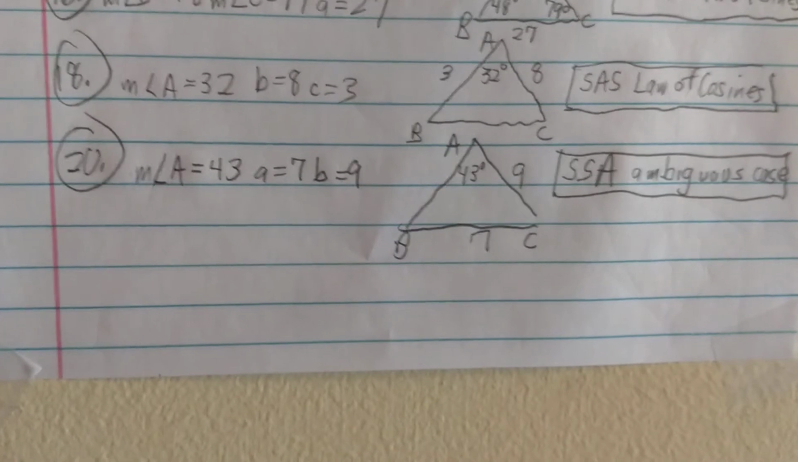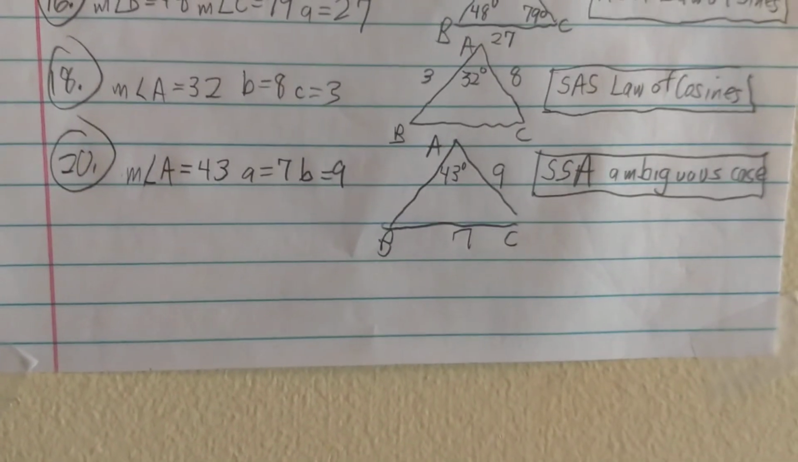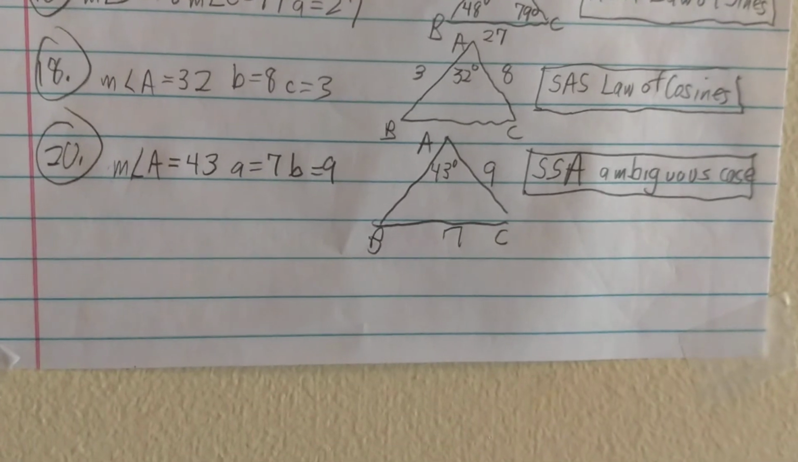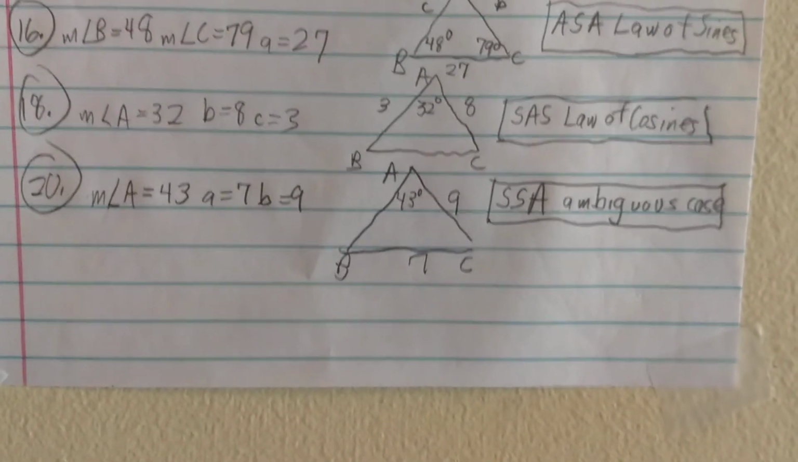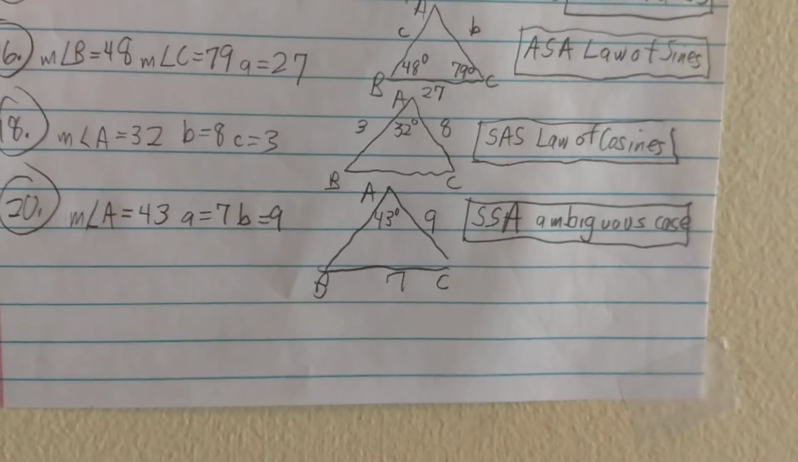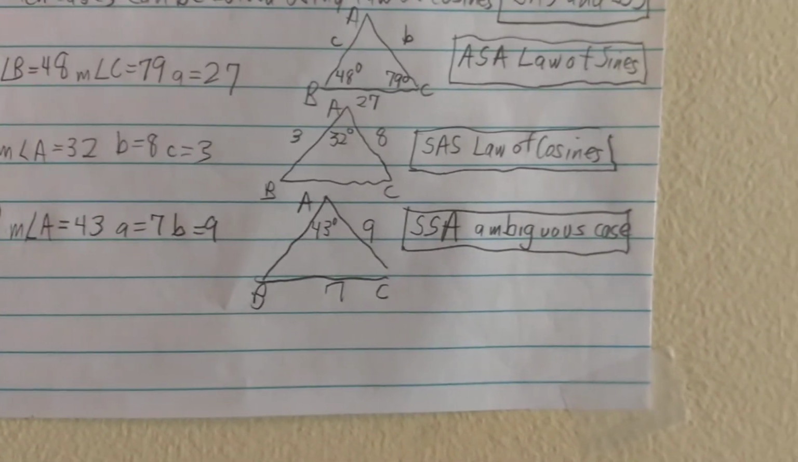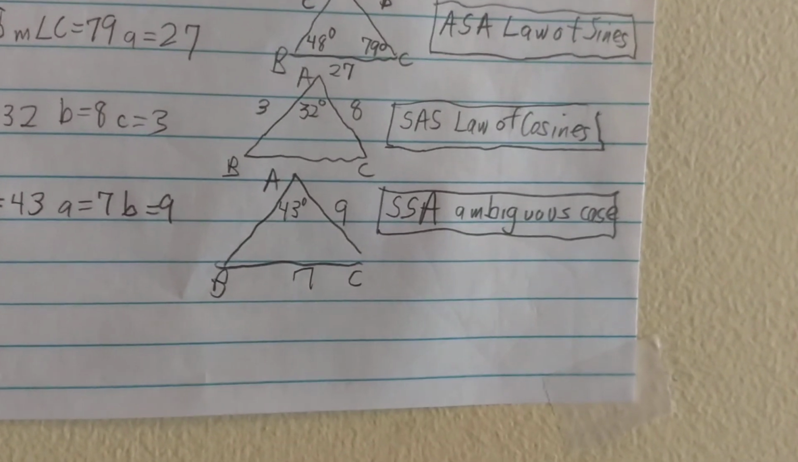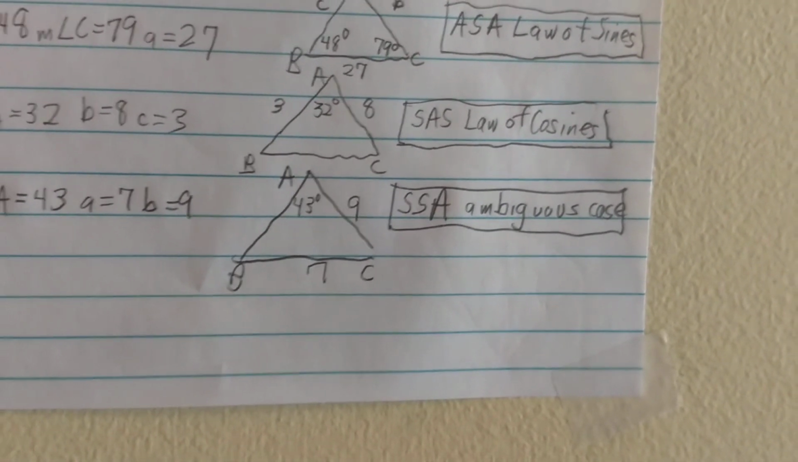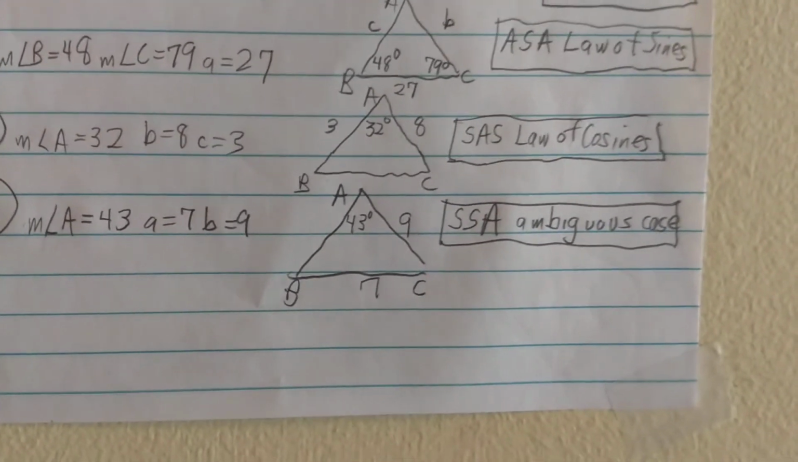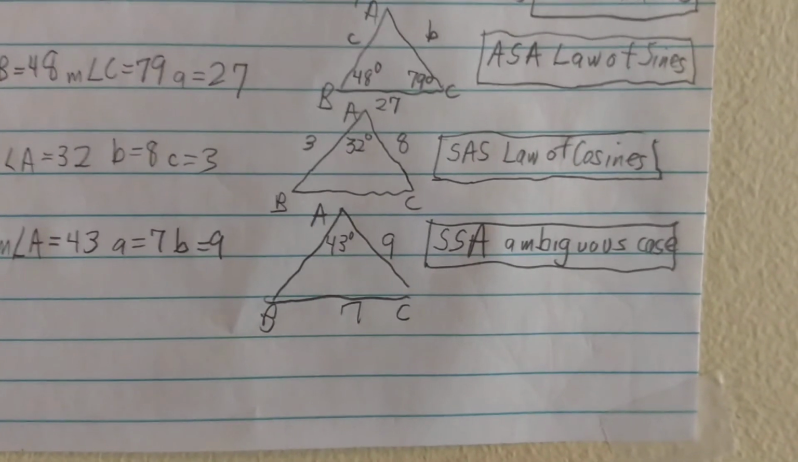Now on 20, we have angle A is 43, side A is 7, and side B is 9. Now we don't have an SAS, and we don't have 2 angles, so this is called the side-side angle, which is ambiguous, meaning it can have 2 solutions or 1 solution or none. We're not going to deal with those cases, but just to identify it.